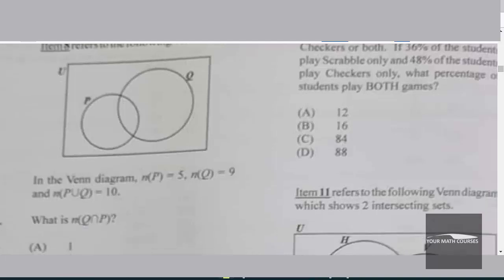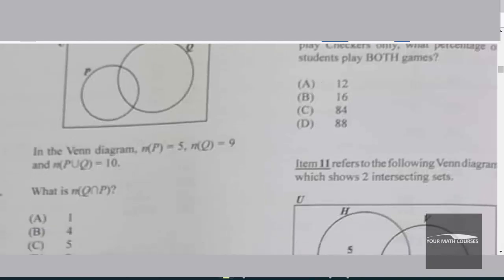Item 8 refers to the following Venn diagram. So you can see the Venn diagram, two intersecting sets P and Q, and the universal set, the rectangle. In the Venn diagram, number of P is 5, number of Q is 9, and number of P union Q is 10. What is number of Q intersection P?